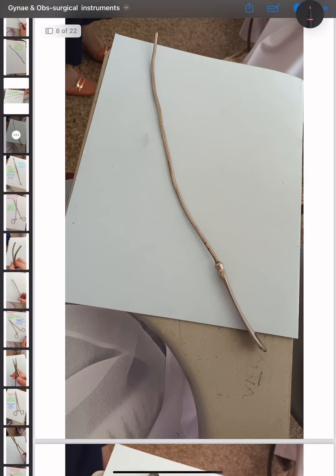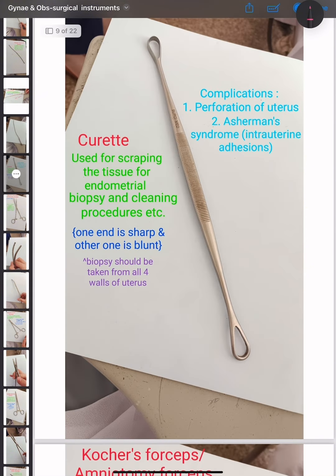The next instrument, this is also the uterine sound, another view. Okay, this is the curette. We are having two openings like spaces here, and it is used for scraping the tissues for endometrial biopsy and cleaning procedures. Whenever biopsy is required, we will use this portion to take the biopsy, and we can also use this for cleaning. One end is sharp and the other one is blunt.